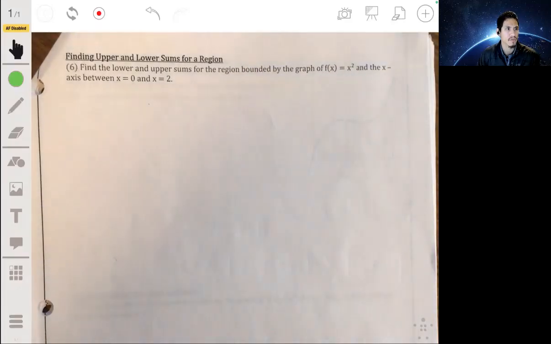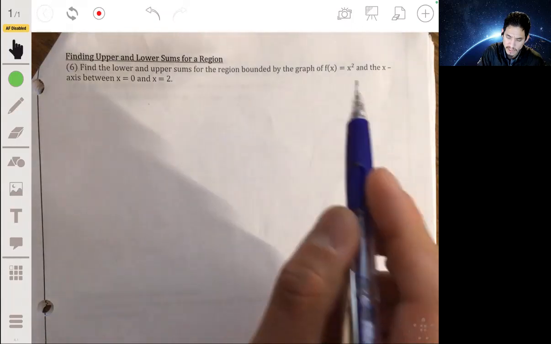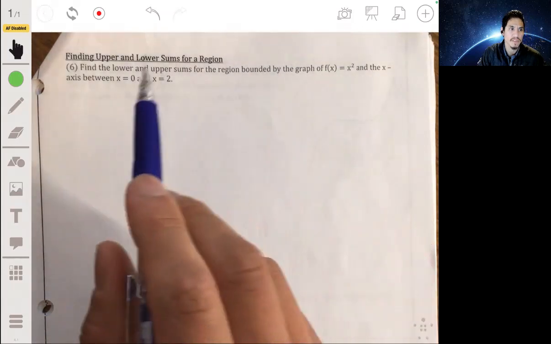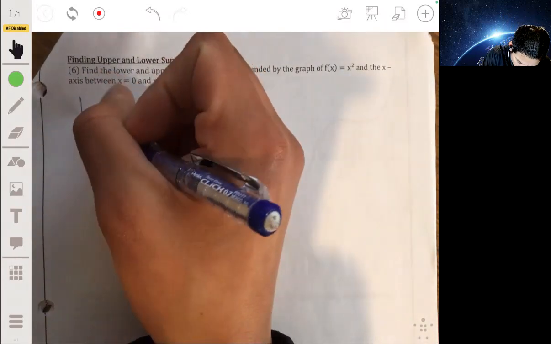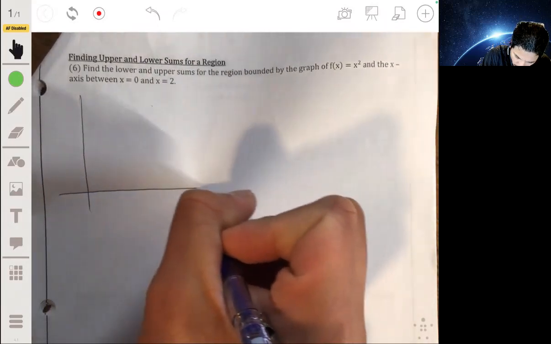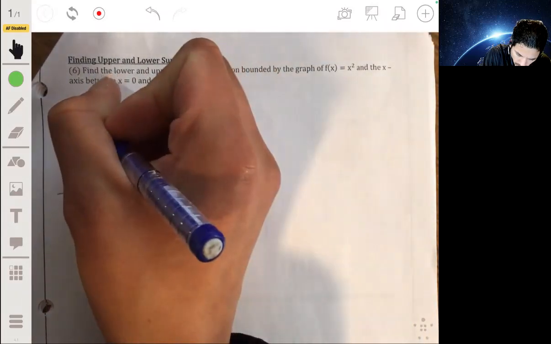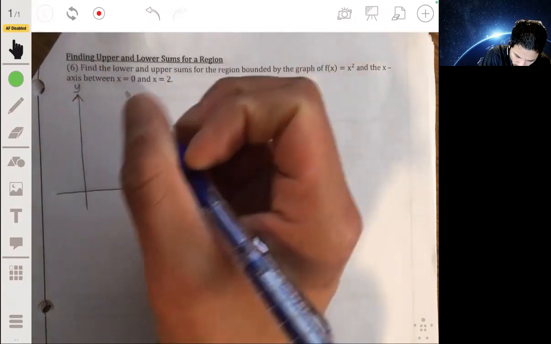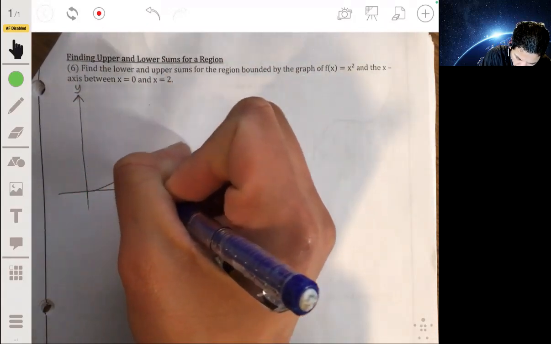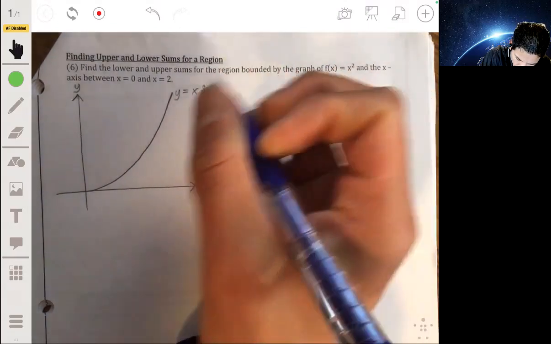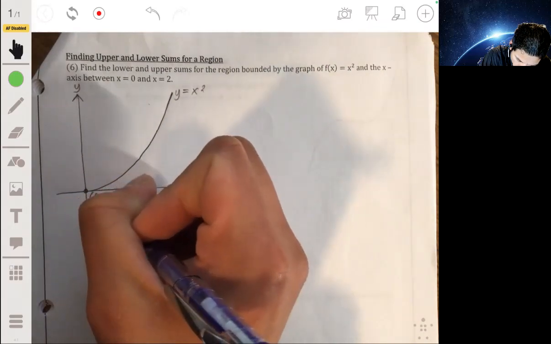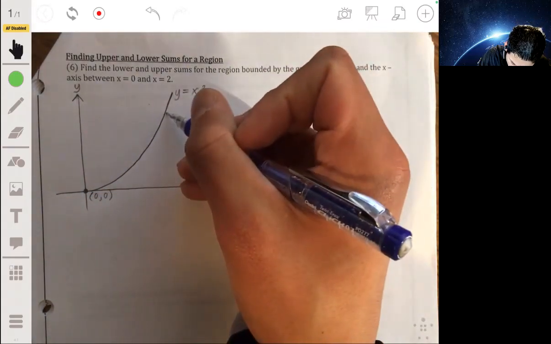All right, so we're going to go through an example of how we can find the upper and lower sums for a function. In this case, we're going to look at the function f of x equals x squared from 0 to 2. So let's first draw a sketch of what's going on here. We know, or we should know, that this is a very popular quadratic function, a parabola, doing this sort of thing. Y equals x squared from 0 to 2.